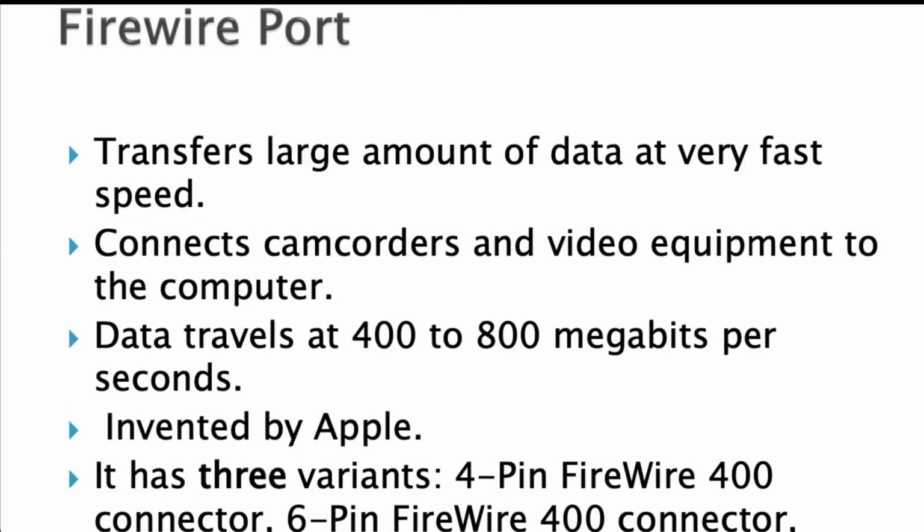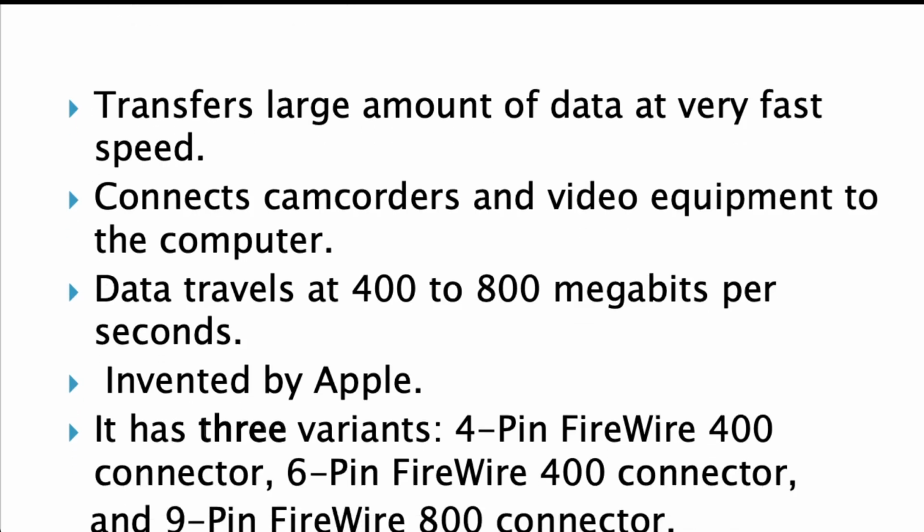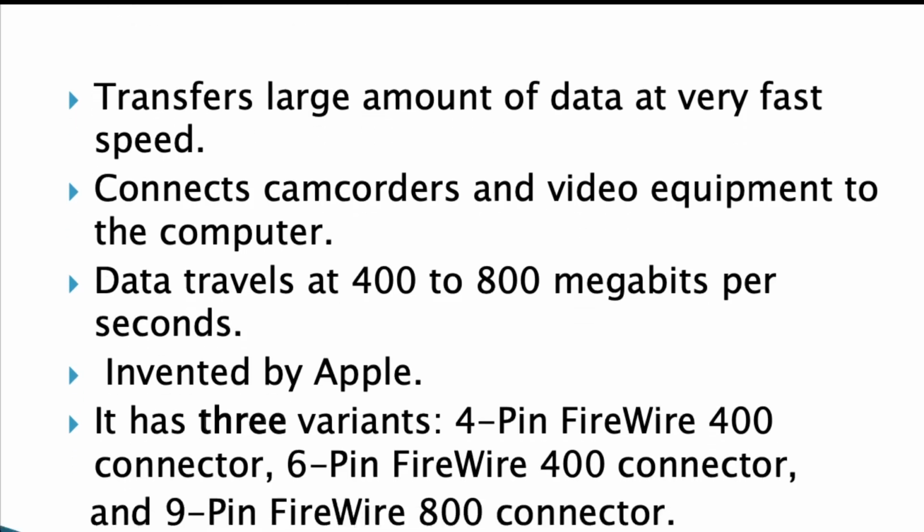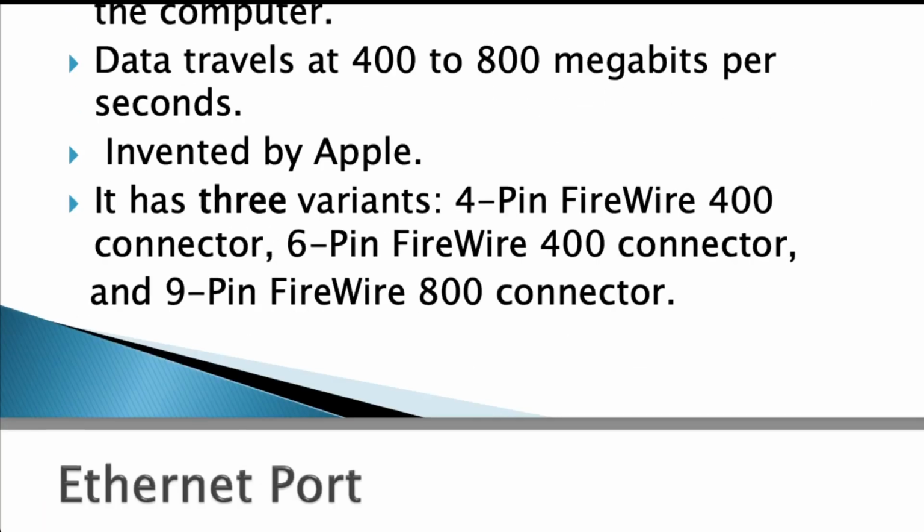And nowadays we use what is called a Firewire. A Firewire port mostly connects camcorders and video equipment to the computer, transfers large amounts of data at a very fast speed. Data travels at around 400 to 800 Mbps, invented by Apple. So all the MacBooks come with what is called a Firewire port. It might have a 4-pin connector, a 6-pin connector, or a 9-pin Firewire connector, and so on.